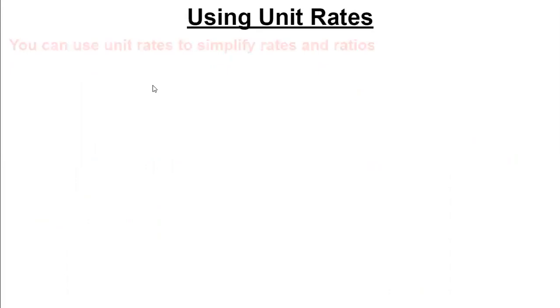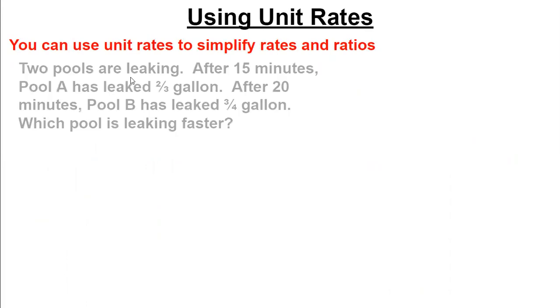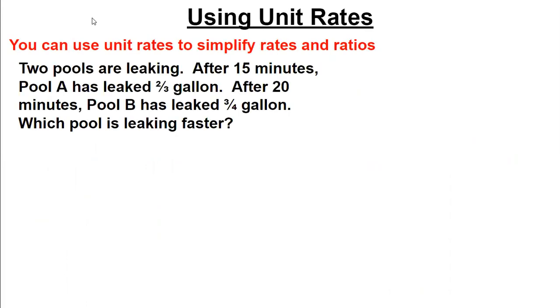Let's continue. You can use unit rates to simplify rates and ratios. So here we have two pools are leaking. After 15 minutes, pool A has leaked 2/3 of a gallon. After 20 minutes, pool B has leaked 3/4 of a gallon. Which pool is leaking faster? This is very similar to the Maya and Anaya problem. It's just instead of hiking speed, it's going to be leaking speed. Hiking to leaking. Let's do pool A first, just like we did Maya first.